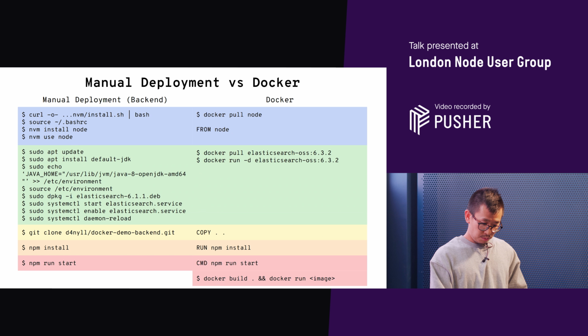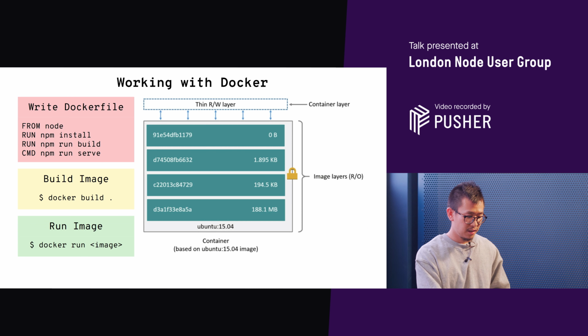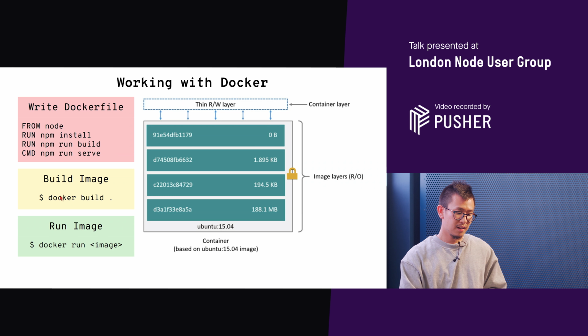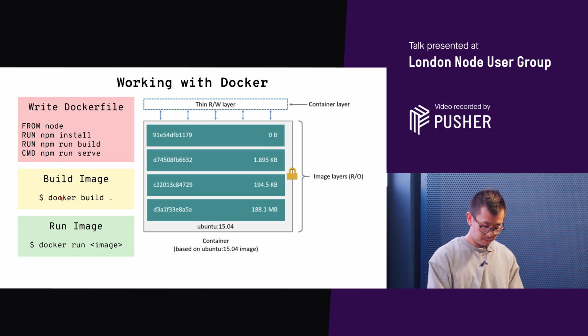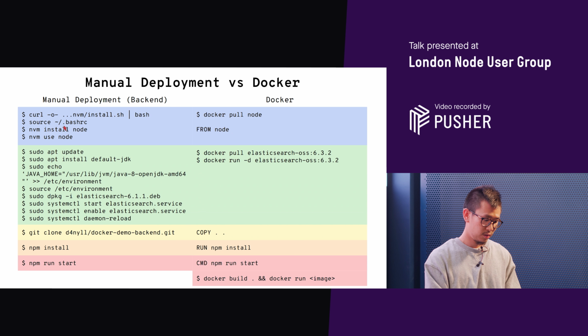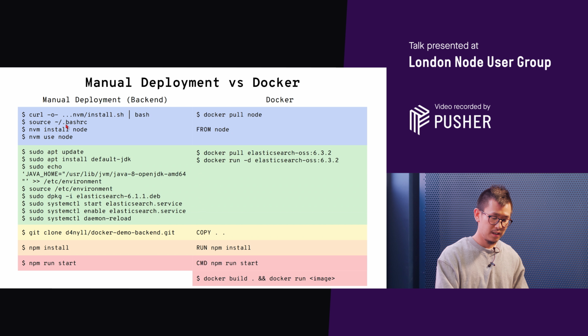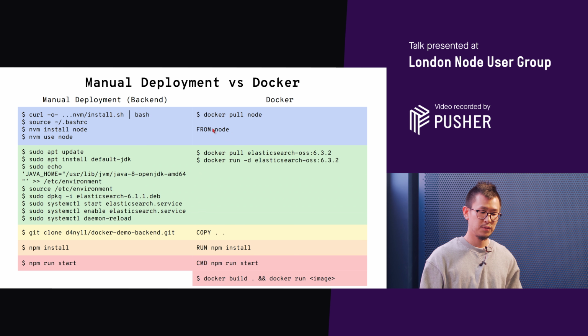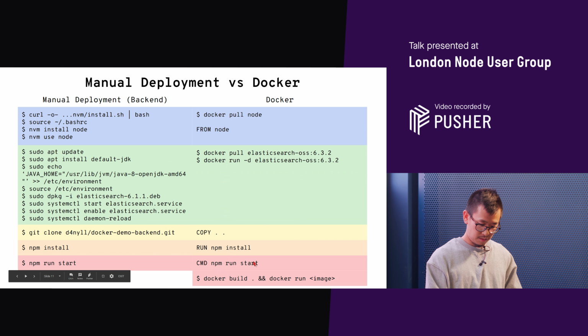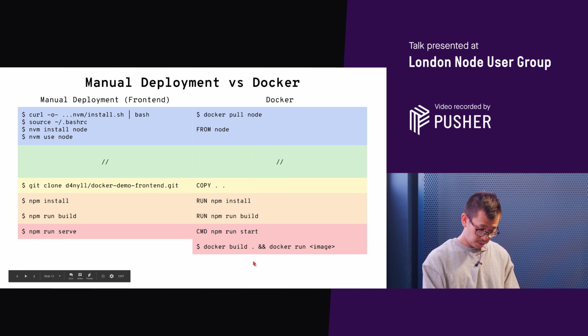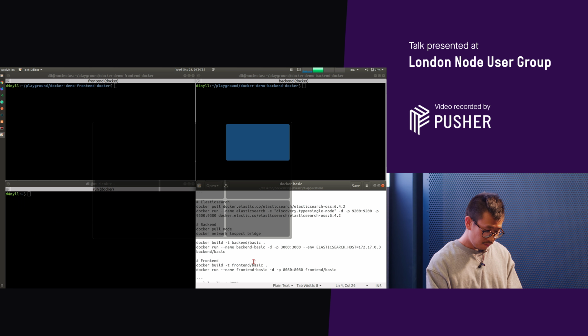So let's go back to our application and see how we can deploy it using Docker. And as you can see, all you need to do is docker build and docker run. So instead of running all the Node installation script yourself, you can just pull in one that is already made for you from the Docker Hub. The same thing for Elasticsearch. You don't need to do anything, just pull it down. And I'll show you how to do it in my other workspace.